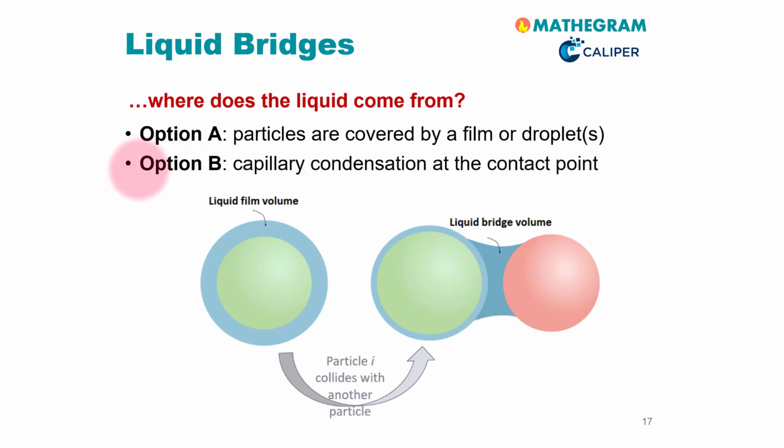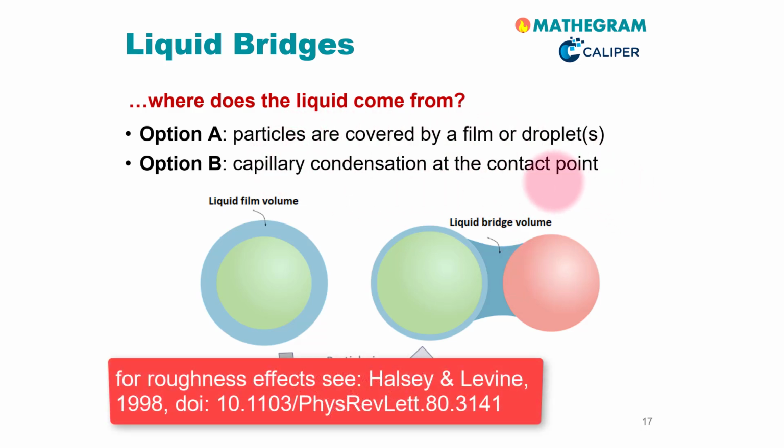The second option, B here, is that there is capillary condensation. Capillary condensation means that we don't see any liquid on the surface of the particles and they are dry. However, there is water vapor in the gas phase surrounding the particles. And this water vapor condenses at the contact point between the two particles. This is relevant especially if you have very smooth surfaces. However, you will see that this is very difficult to predict, and we will not discuss this in this unit.